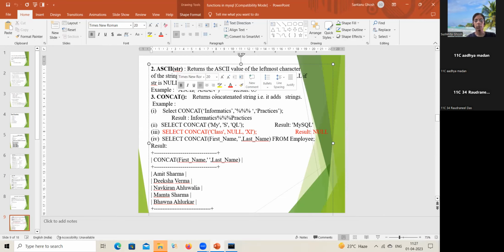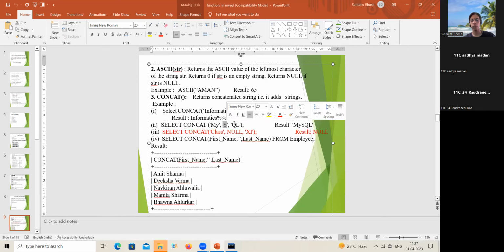CONCAT talks about adding, joining the strings. As the word CONCAT means, I want to join. Now, in joining, I can add my own string also. Can you see? My joined with S joined with QL. So the result gets joined without a space. Okay. If you give a null in between, then the whole result is null. Please remember that, I've highlighted it.